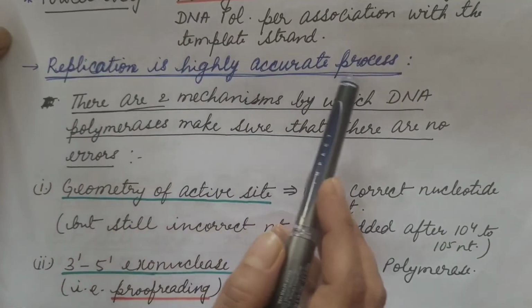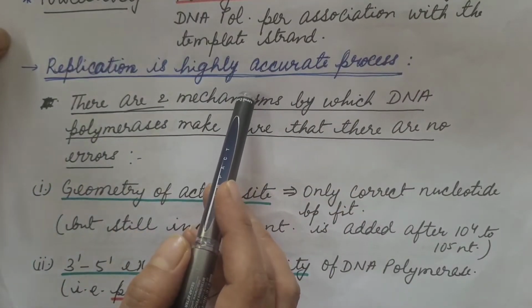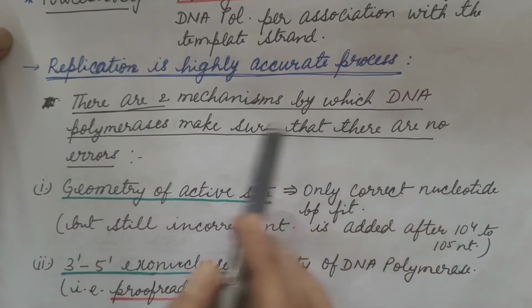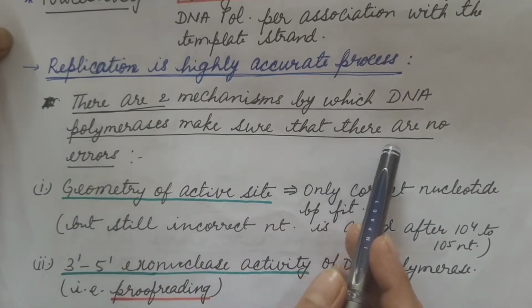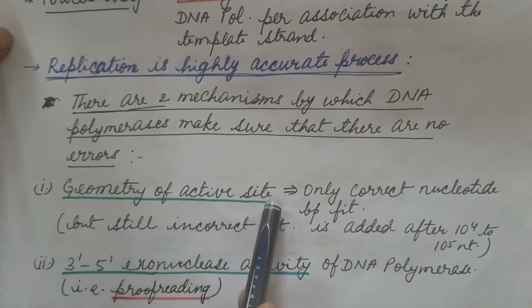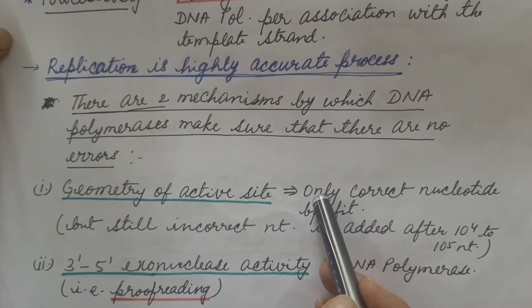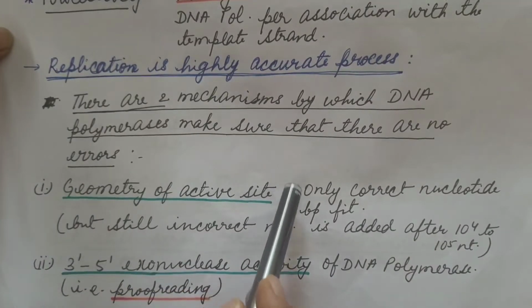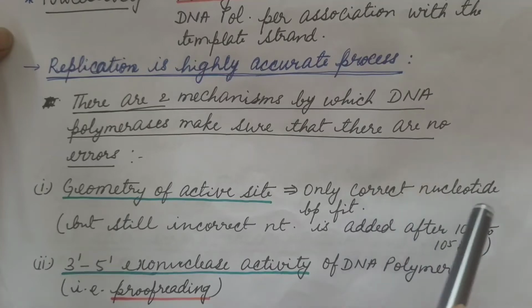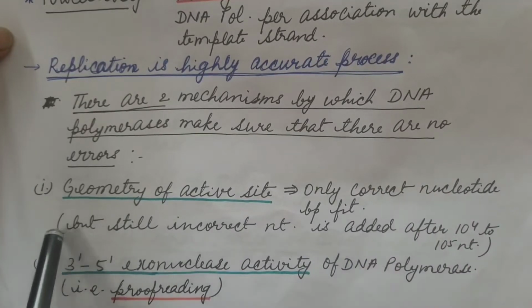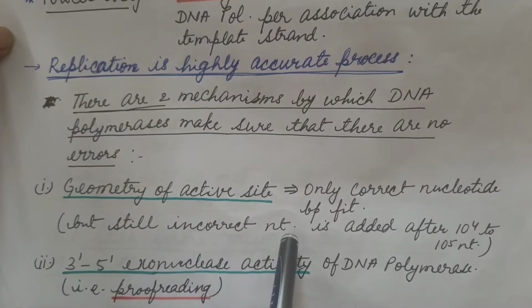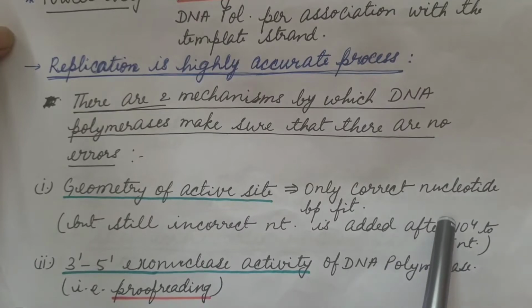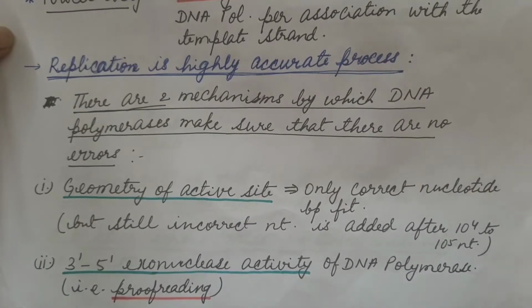Replication is a highly accurate process, and if there is a change in a single nucleotide, it leads to mutation. There are two mechanisms by which DNA polymerases make sure that there are no errors. First is the geometry of the active site. Only the correct nucleotide base pair fits. The geometry of the active site of DNA polymerase allows only the correct nucleotide base pair to fit. But still, an incorrect nucleotide is sometimes added, though it is rare. It is added once in 10 to the power 4 to 10 to the power 5 nucleotides.